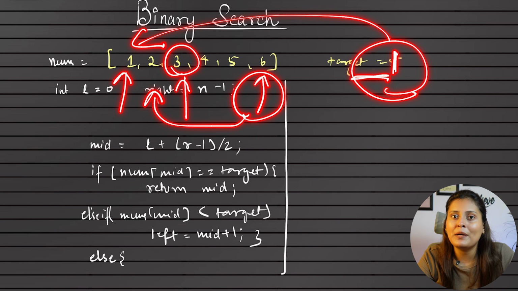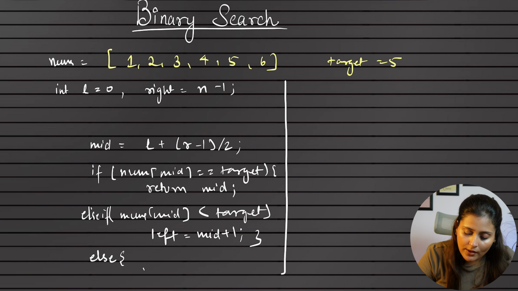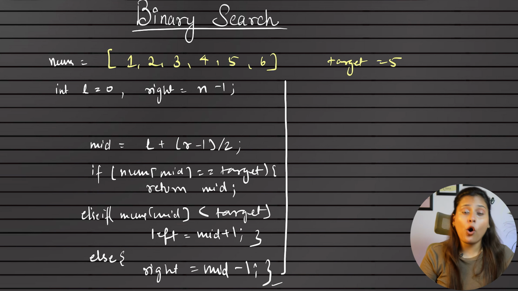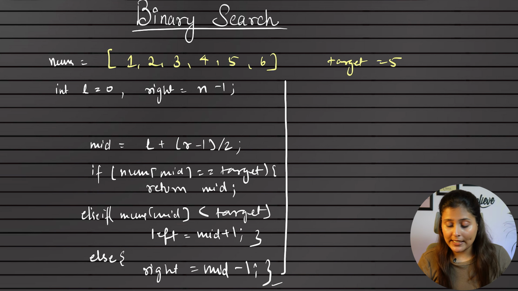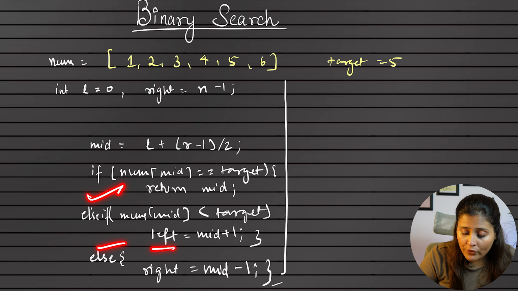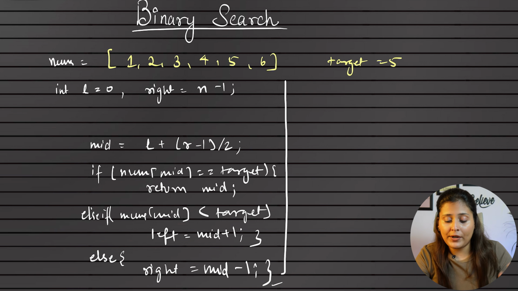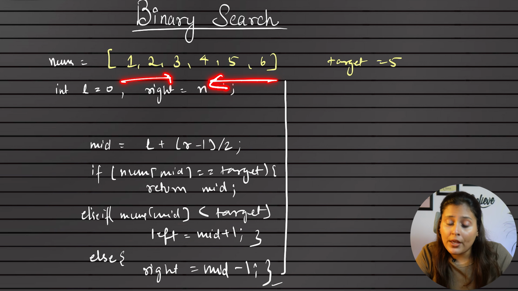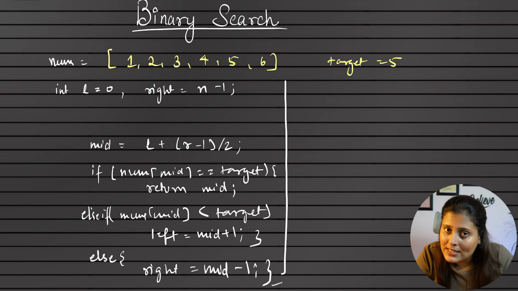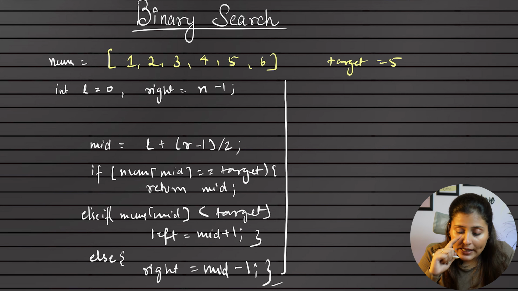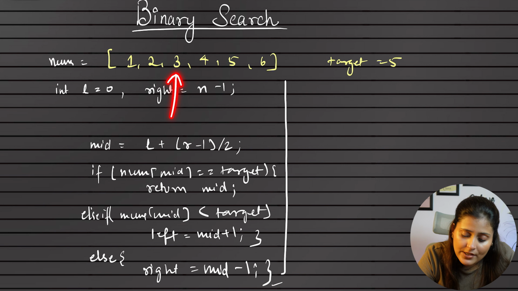But where? Mid or mid minus 1? Again the same rule, not mid but mid minus 1. So here what we will do, right is equal to mid minus 1. And I am sure you all are very much aware of this code. Correct? So here, as we are moving our left pointer ahead and right pointer behind, definitely at one time they will cross each other. Correct?